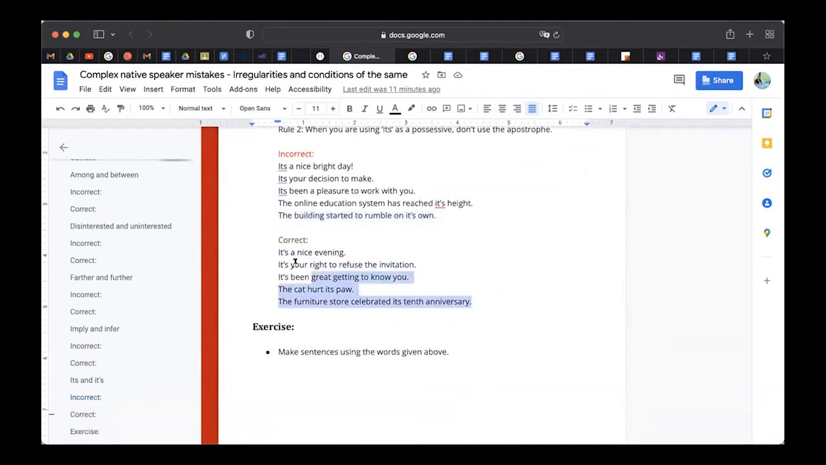Some correct sentences are here. It's a nice evening. It's your turn. It's your right to refuse the invitation. It's been great getting to know you. The cat hurt its paw, because its is whose paw? Back to the cat. The furniture store celebrated its 10th anniversary. Whose 10th anniversary? Back to the furniture store, to show possession. Clear?